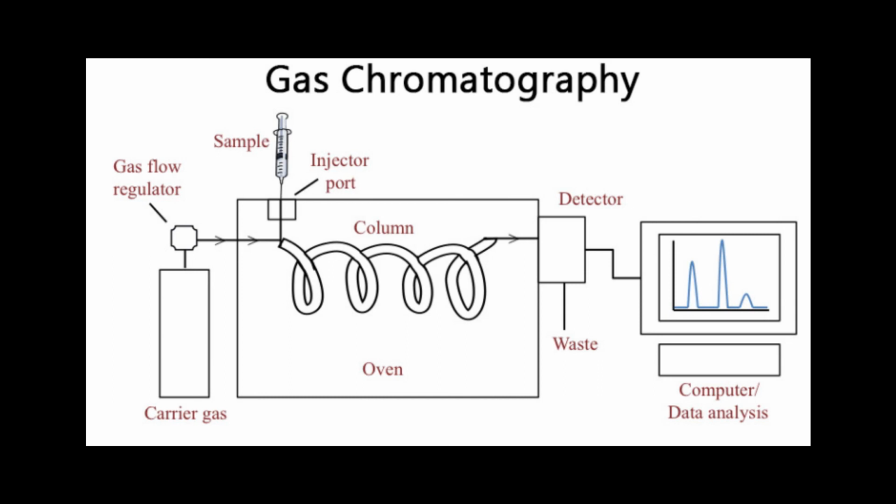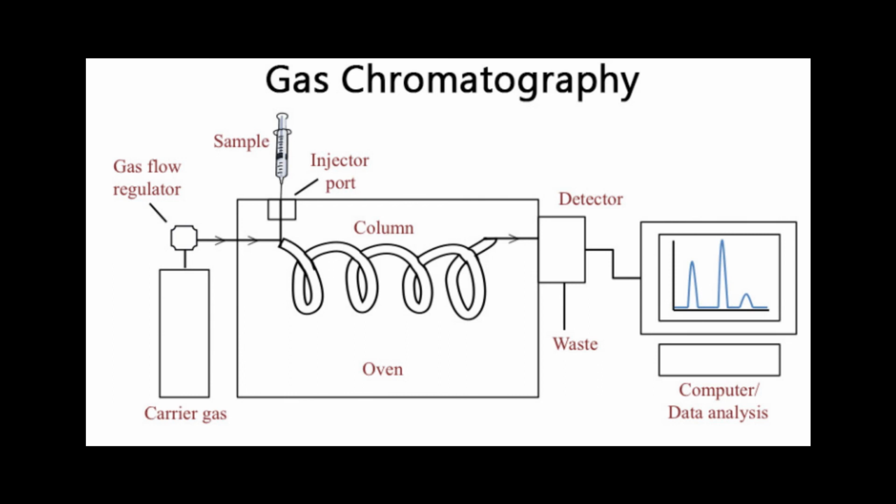Step 2. Separation in the column. Components in the mixture are separated based on their abilities to adsorb to the stationary phase. A component that adsorbs more strongly to the stationary phase will spend the most time in the column, which means that it has the longest retention time and it will emerge from the gas chromatograph last. And a component that adsorbs the least strongly to the stationary phase will spend the least time in the column, which means that it has the shortest retention time and it will emerge from the gas chromatograph first.